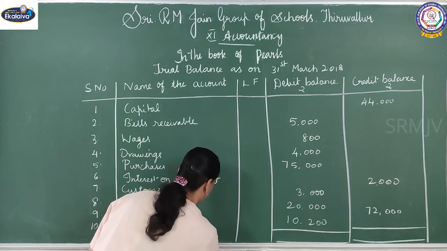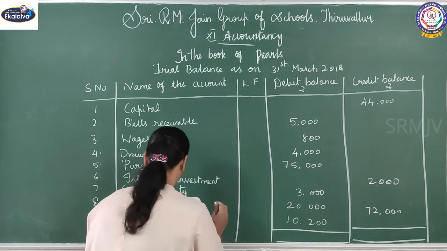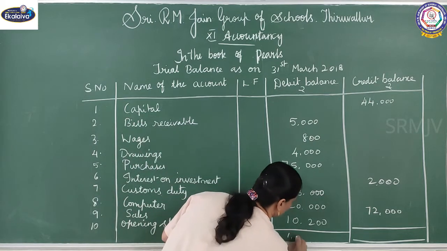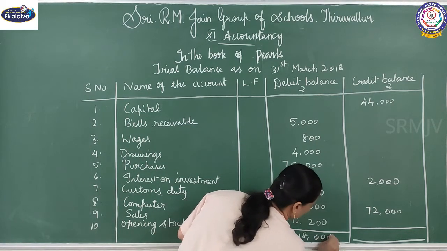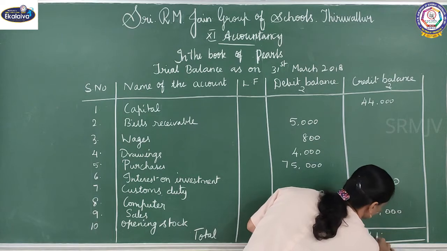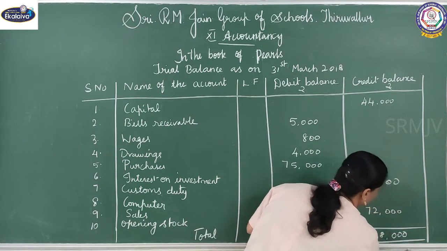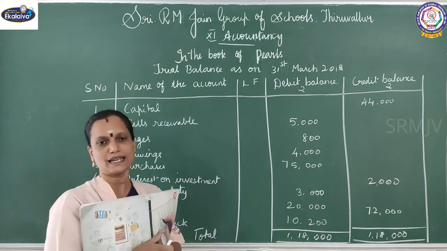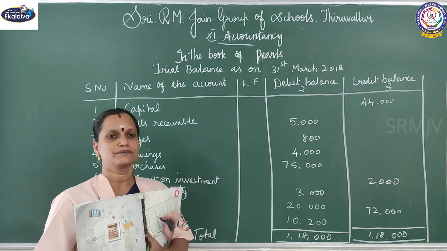So total, how much? 1,18,000, 1,18,000. So both the sides you will be getting the same answer. Okay, children?